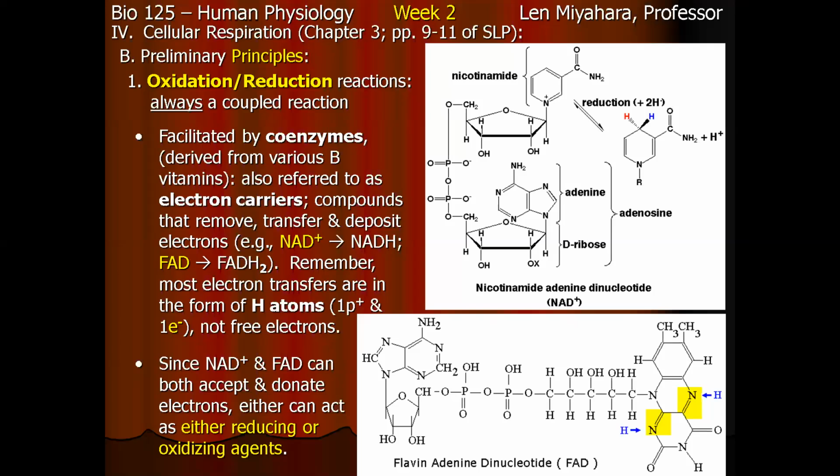Since they can swing from both sides of the plate, they could be either reducing or oxidizing agents. That's why they're electron carriers. They go up here where there's a reaction, they gain high energy electrons, and they take it to the third step. They drop it off, they come back and get more high energy electrons. They go back to the third step, drop them off. They don't hang on to them, they're just electron carriers. Okay.